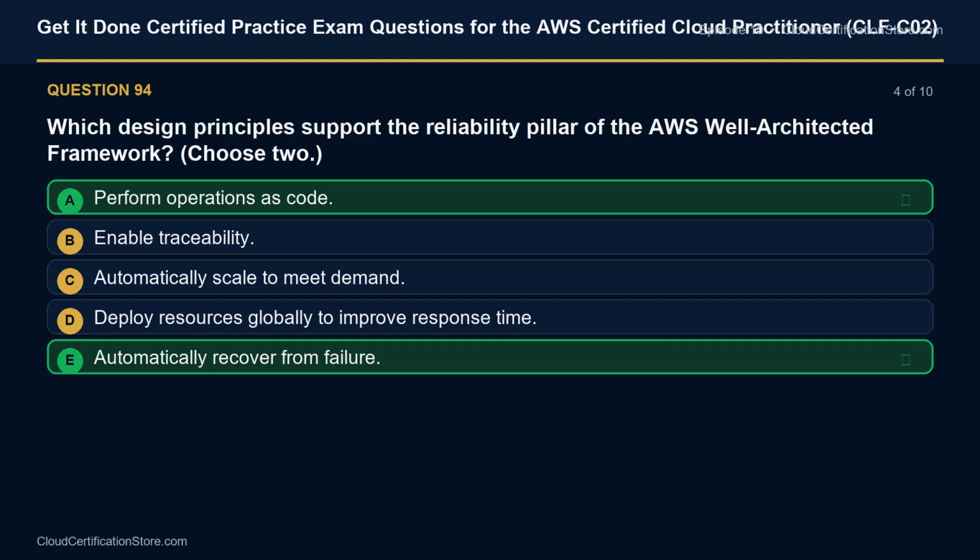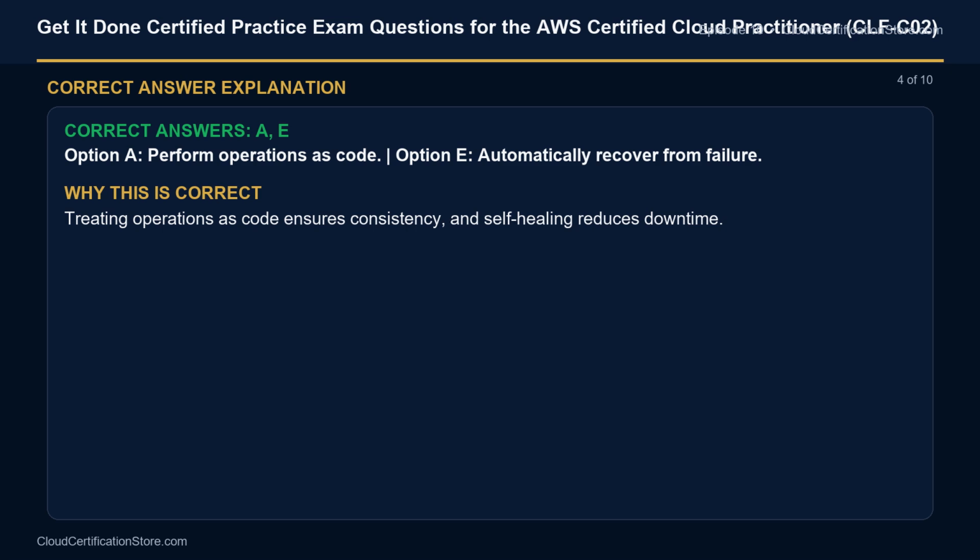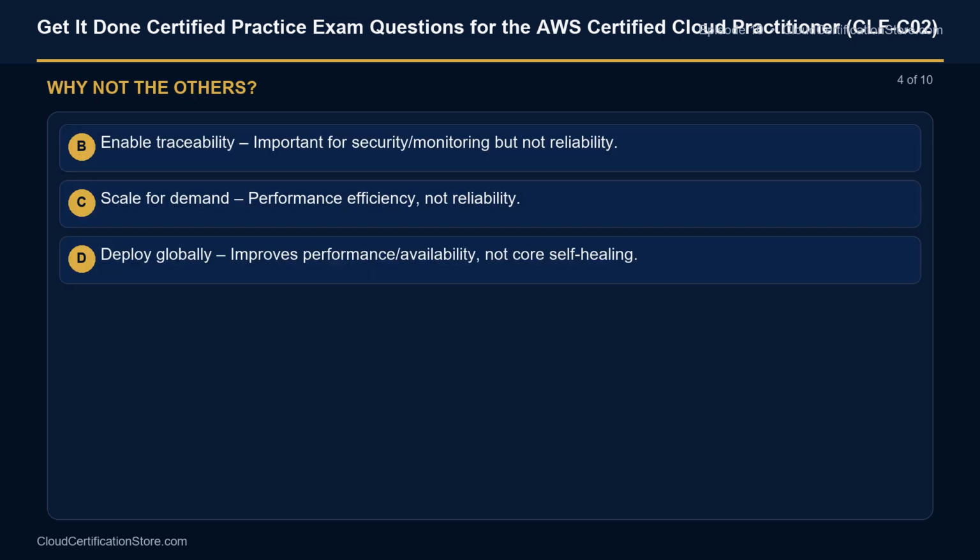The correct answers are A and E. Option A. Perform operations as code. Option E. Automatically recover from failure. Explanation. Treating operations as code ensures consistency, and self-healing reduces downtime. Why not option B? Enable traceability is important for security and monitoring, but not reliability. Why not option C? Scaling for demand is performance efficiency, not reliability. Why not option D? Deploying globally improves performance and availability, not core self-healing.